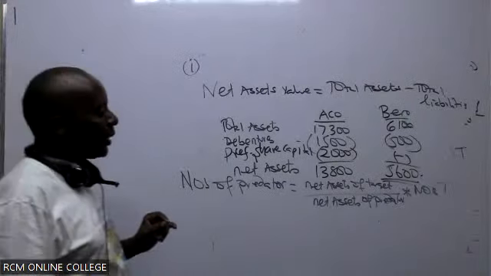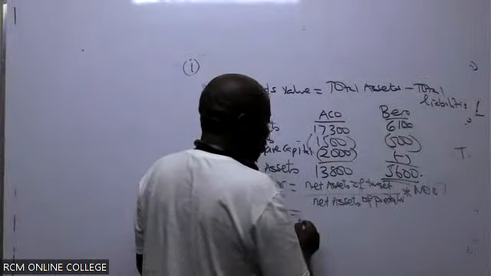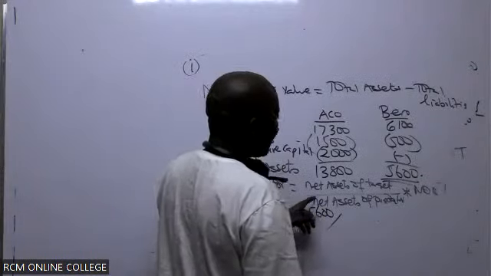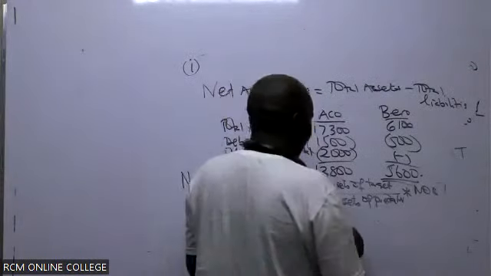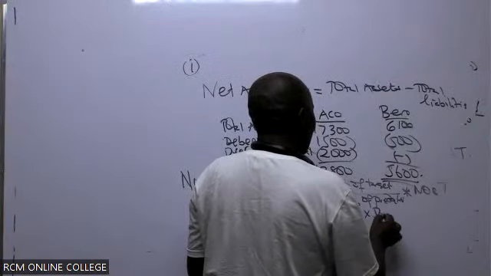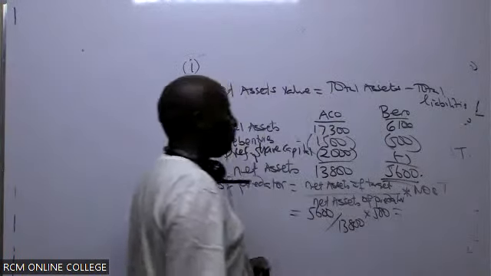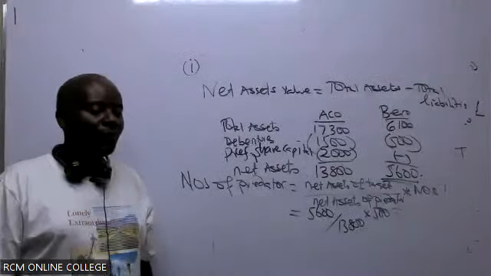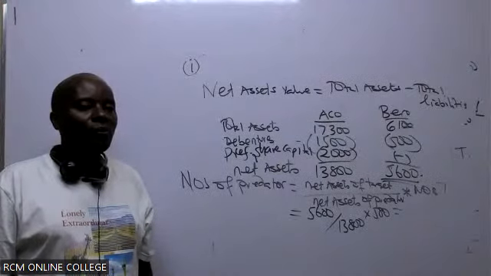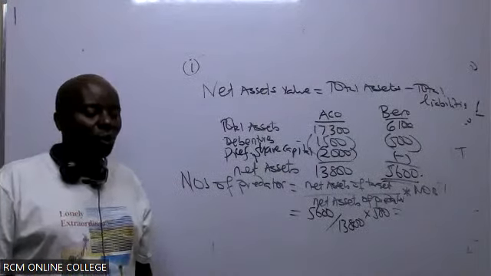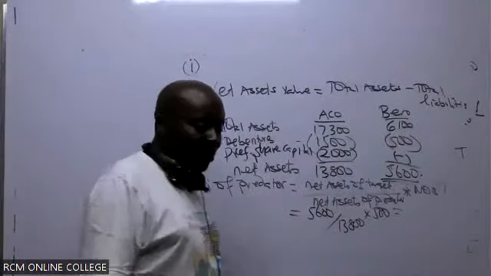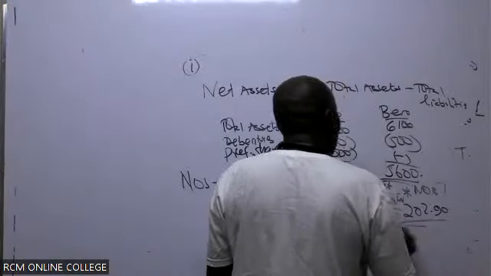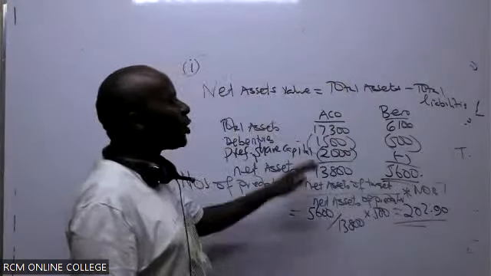So then, ladies and gentlemen, this is what I will do. We have net assets of the targeted company, 5,600, over net assets of the predator, which are 13,800, times our 500 down there. And then I'll show you another method. $202.9. So in the exam, I would recommend you use these two methods.